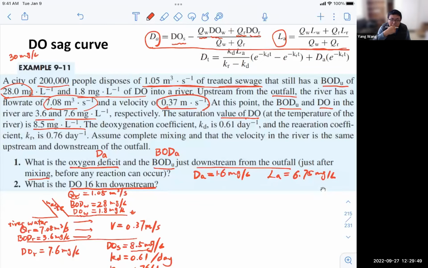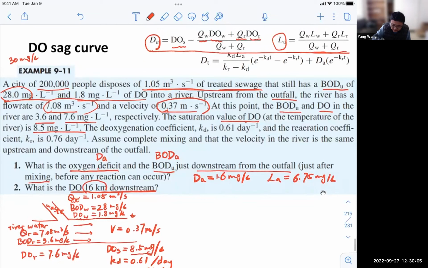Okay. So this is how we can solve problem 1. And then how do we solve problem 2? It's asking what is the DO 16 kilometer downstream. If you look at this equation, it's a function of time, but this is asking us a distance, or a location. So how do we relate this location to time? With the velocity? Yes, with the velocity.